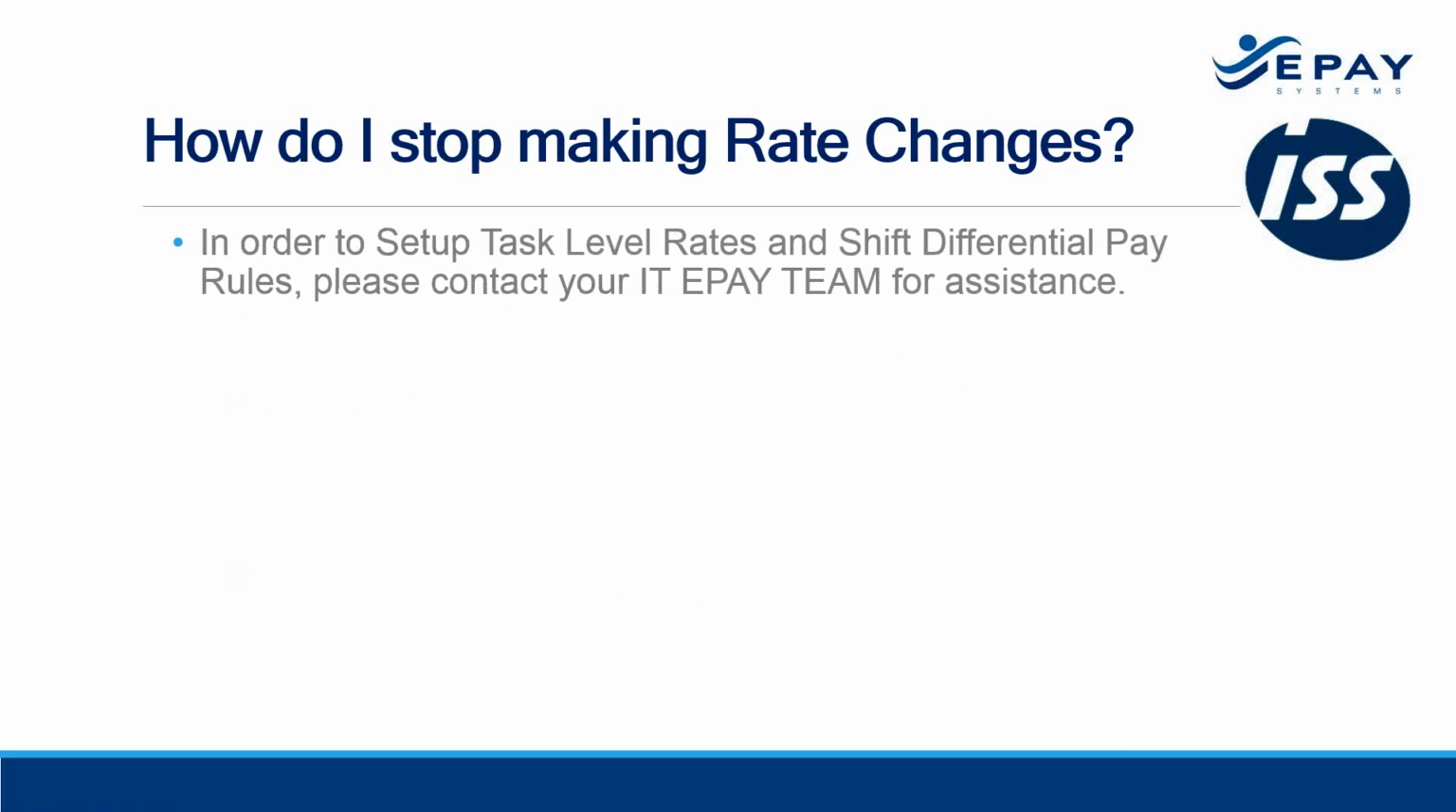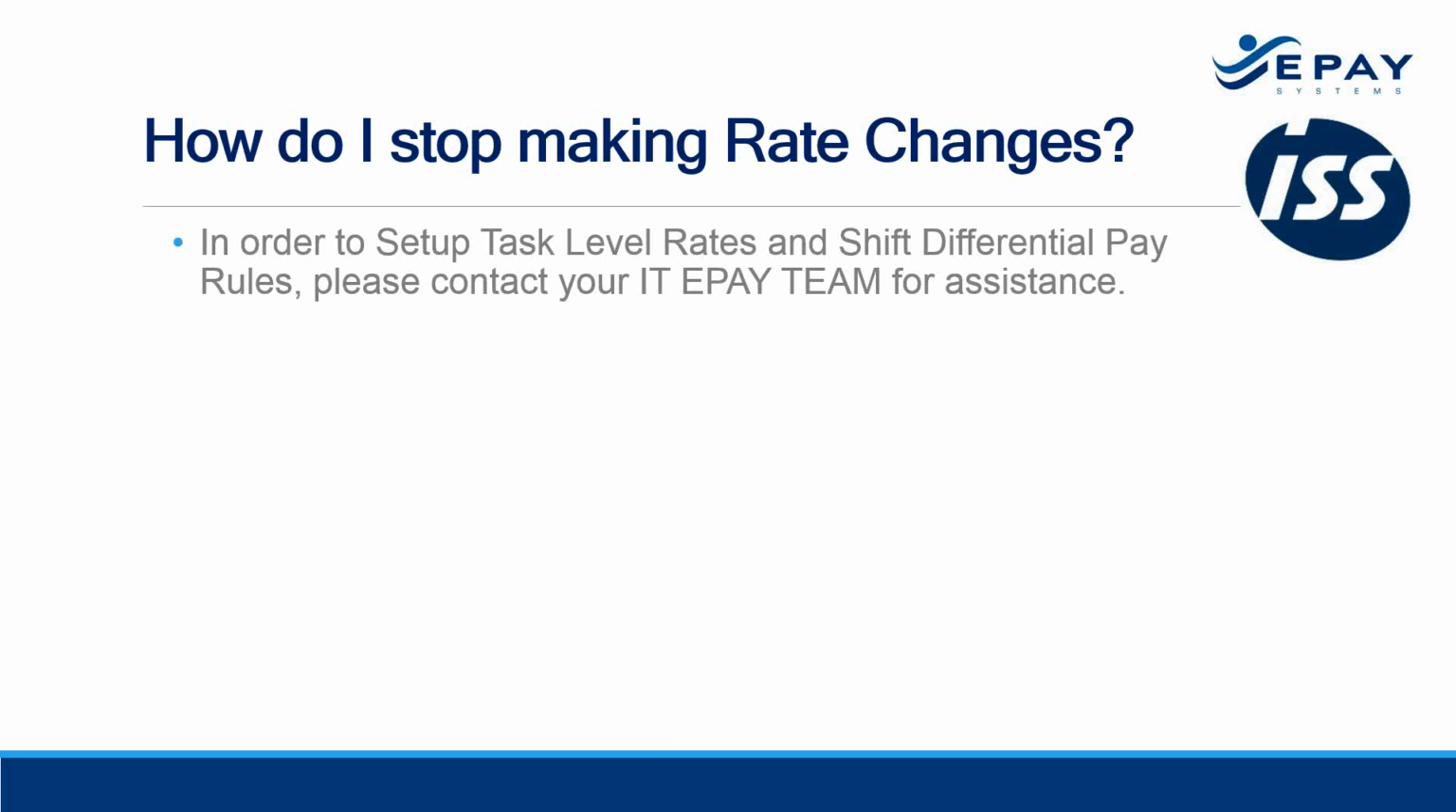So in order to set up those task level rates and shift differential payrolls, the key thing here is we need you to contact the IT ePay team for assistance. Generally, you have access to go in and see the default shift and task and all that information, but you don't necessarily have access to go in there and set the rate on the particular task. Or you don't really have the access, or may not want to mess with the complexity of the shift differential rules that are set up in there. So I ask you to be sure you contact either myself, Tiandra, Beth, or Jade, and one of us can assist you with the setup of these items.